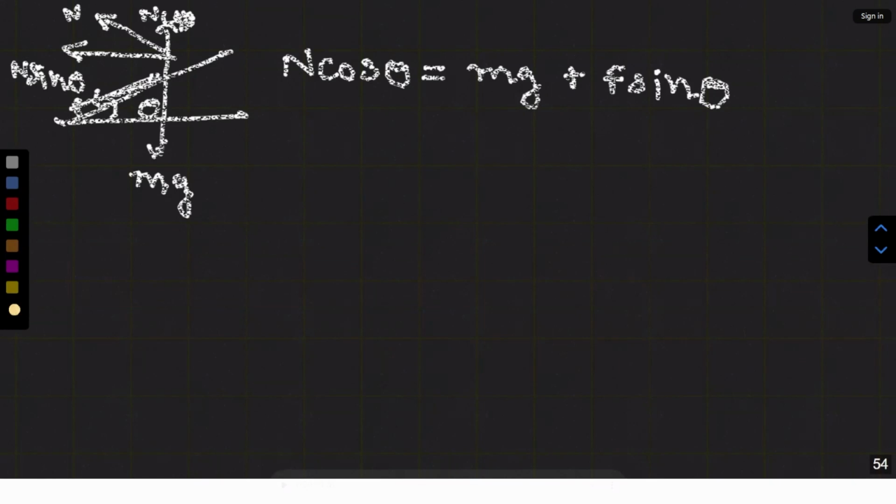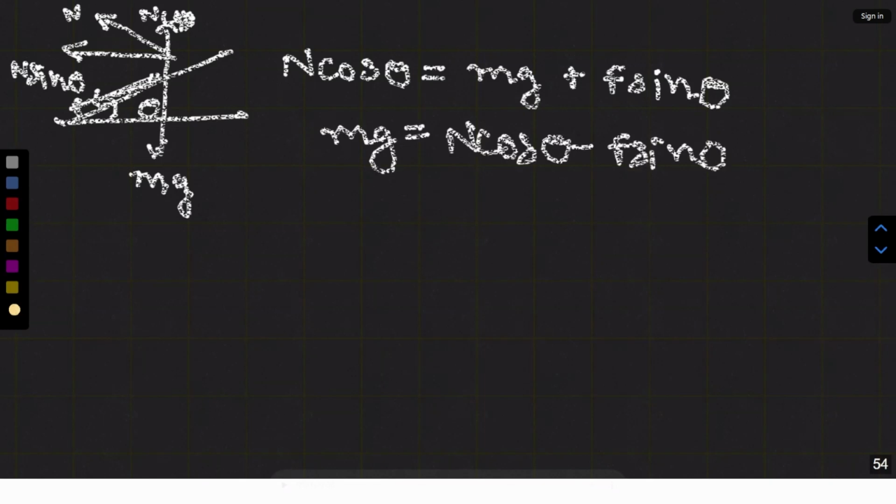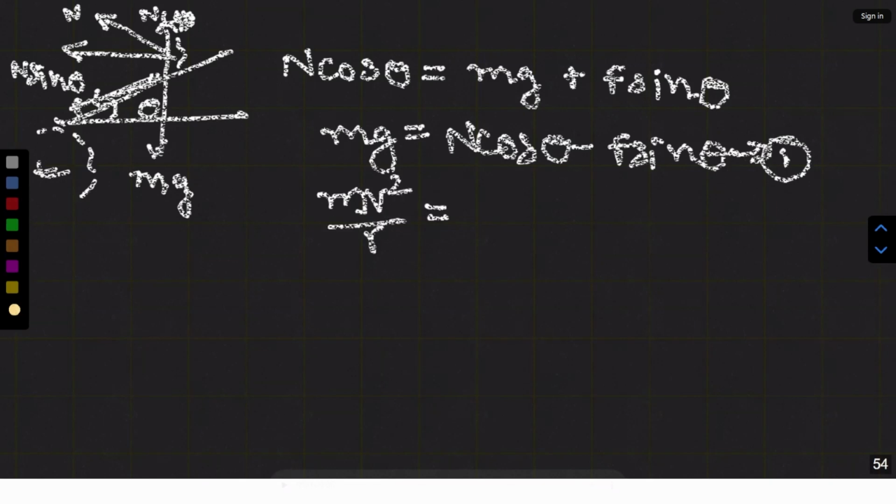So I can write this as mg is equal to N cos theta minus f sine theta. So this is my first equation. Similarly, I can write that we have a circular motion, right? There is a circle in which it is moving. So I can write that centripetal force, mv square by r, is equal to the moving force, that is N sine theta plus f cos theta. That will be our equation 2.